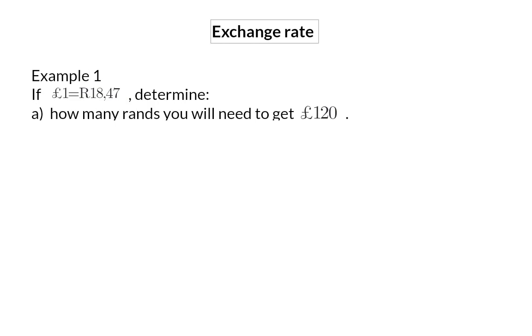If 1 pound is equal to 18 rand 47, determine how many rands you will need to get 120 pounds. An exchange rate always compares one of a specific currency with another currency, and in our case, that is 1 pound to rands. To determine how many rands we need to get 120 pounds, we need to pay 120 times 1 pound, which means 120 times 18 rand 47. And this will give us 2,216 rand and 14 cents needed to get 120 pounds.